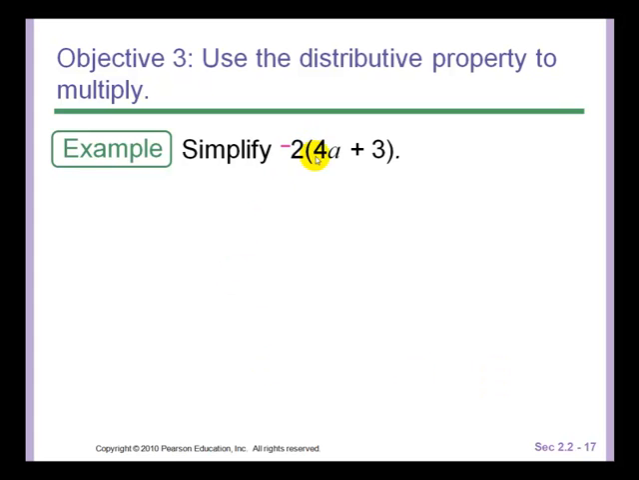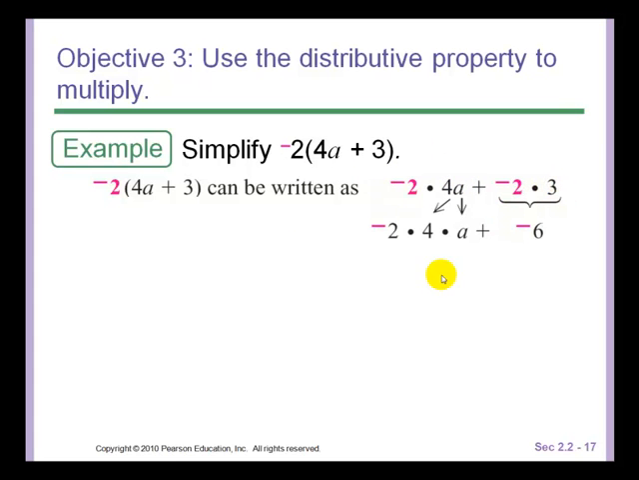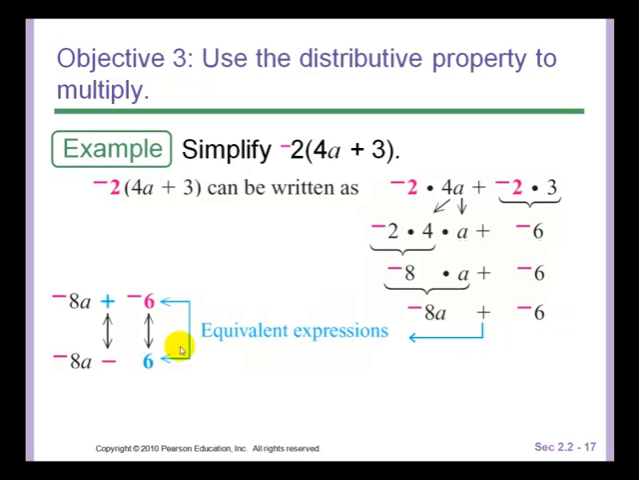Simplify -2(4a plus 3). We will distribute the -2 times the 4a plus the -2 times the 3. The associative property says that we can do this multiplication in any order, so we get -8 times a plus -6. Please note, you can rewrite it as a subtract 6. At this stage, I will accept both answers.